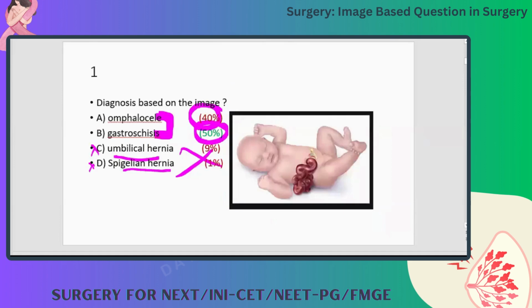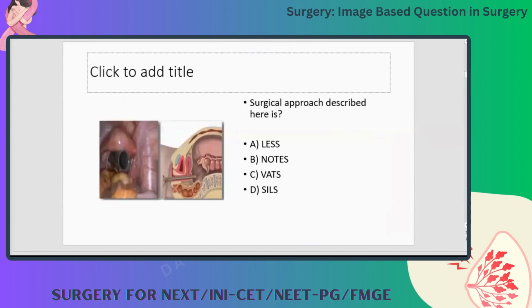So, what is happening here? What is this? Option C. Surgical approach described here. This is a female patient. See this? This is a female patient, and the surgeon has introduced the scope through the vagina into the peritoneum. Into the vagina, into the peritoneum. But vagina assisted, yeah, VATS.